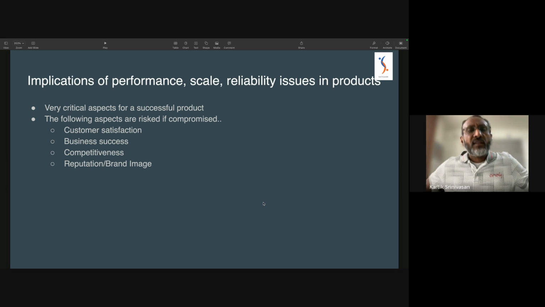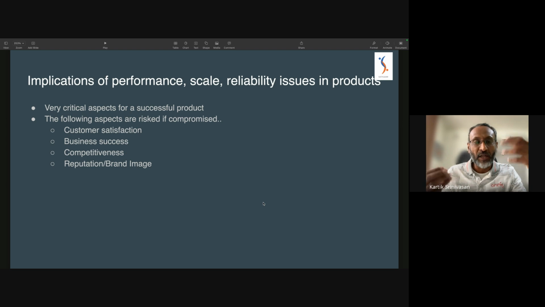So what happens if you don't think about the performance, scale, and reliability issues for products? Well, all of us have to agree that it is a very critical aspect, right? The three examples that we just took tell you how important some of the requirements for such systems can be, especially if they are very business critical, if they are very mission critical, right?